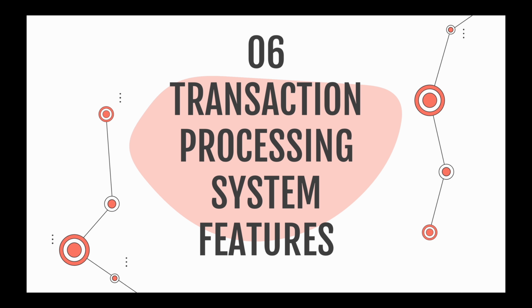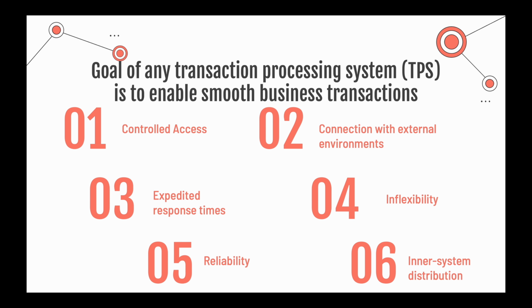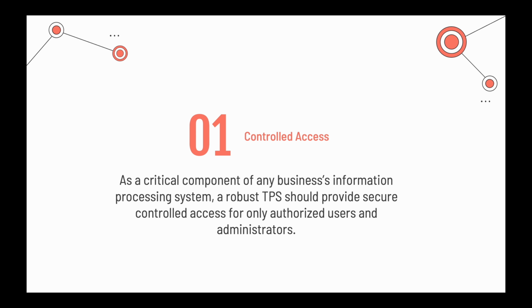For the transaction processing system features, the goal of any transaction processing system is to enable smooth business transactions. To this end, a viable TPS should offer the following critical features. Control access is a critical component of any business's information processing system. A robust TPS should provide secure control access for all authorized users and administrators.